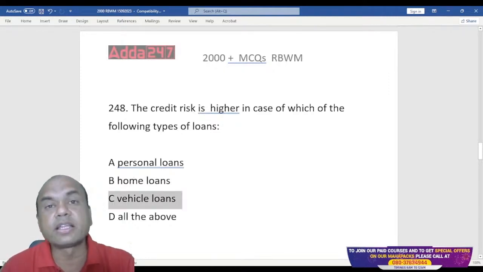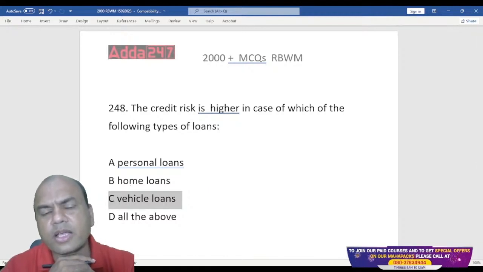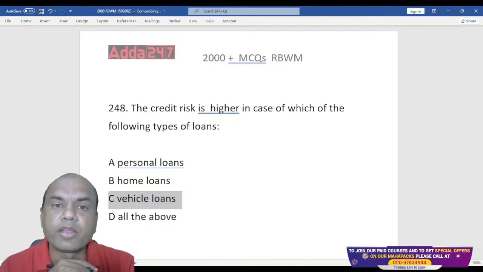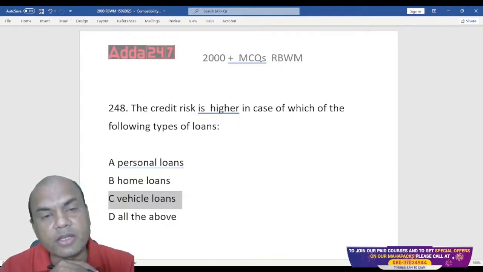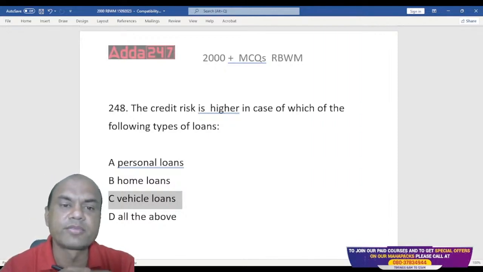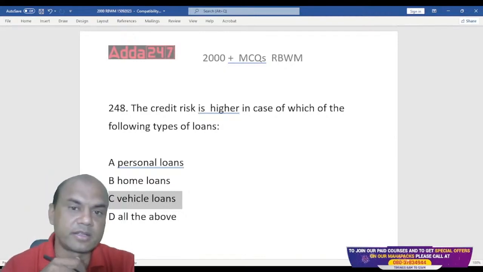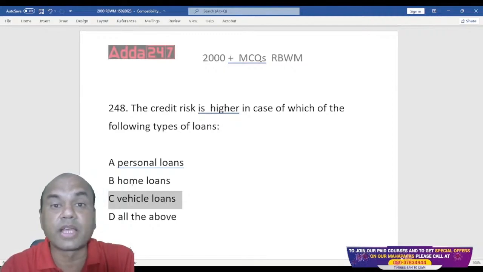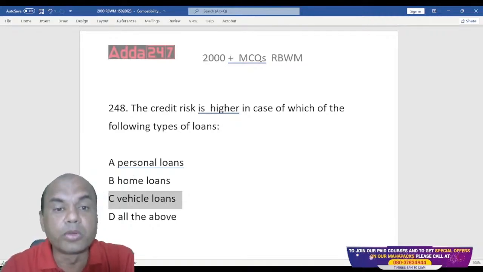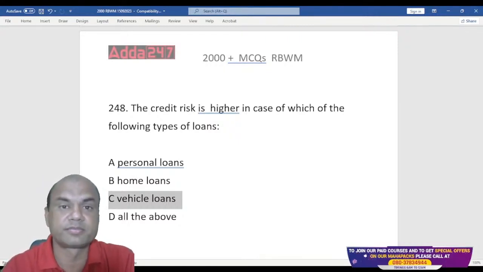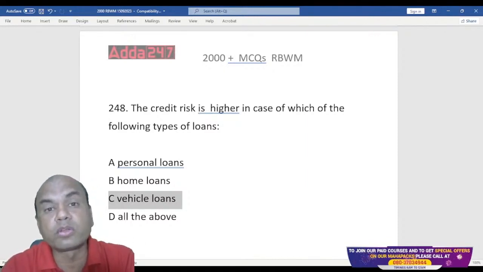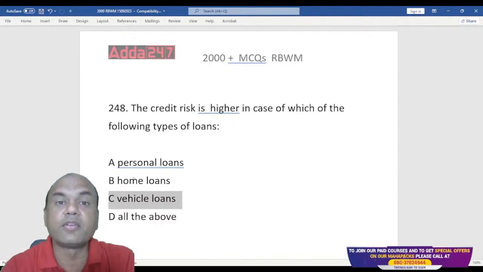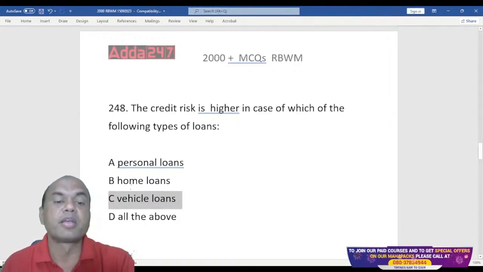In case of vehicle loans, tell me one thing. Is the vehicle mortgaged, hypothecated, or assigned? Type in the comment section, everyone. It is hypothecated. Vehicle is always hypothecated. Home loans, home is always mortgaged. Got it? Gold loan, gold is always pledged. Then FD OD, FD is lien marked. Got it? Chalo, let's move on.